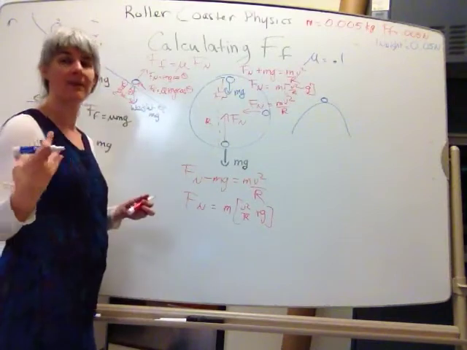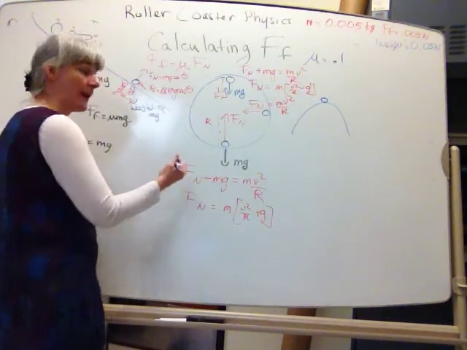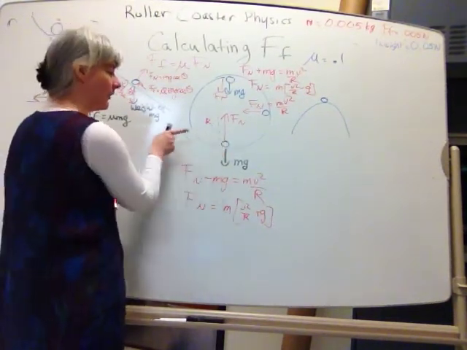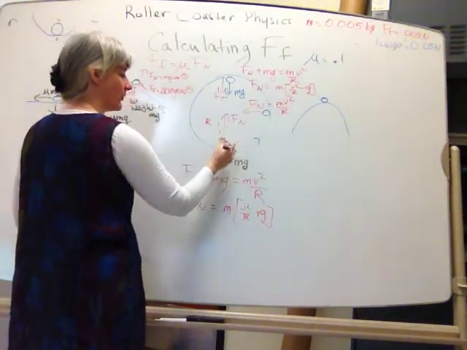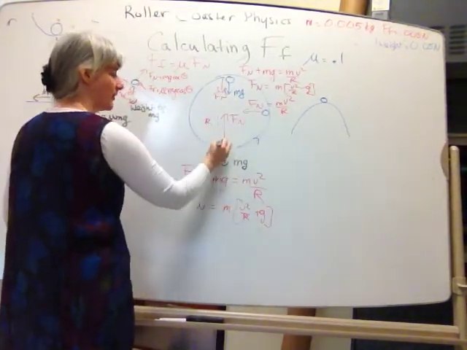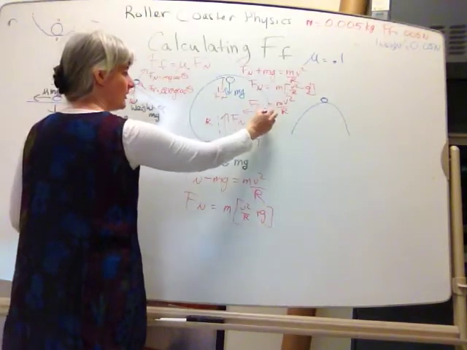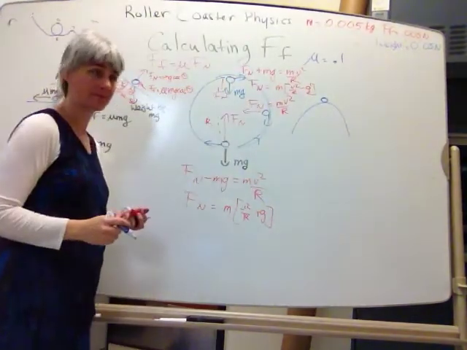Friction is always against the motion and parallel to the track. So if my thing's going around a loop in this direction, like swooping around, friction will be backwards, friction will be down, friction will be left.